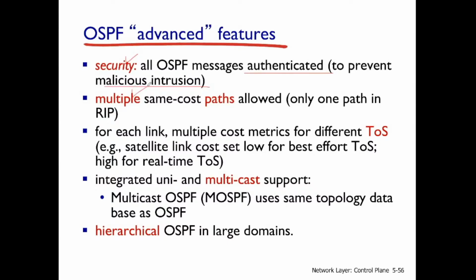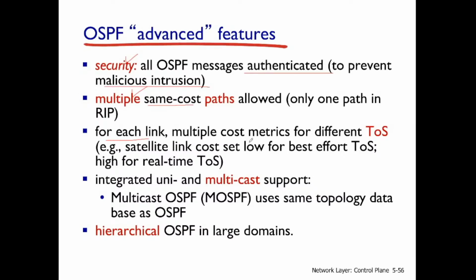Second feature is this. One can actually exploit multiple same cost paths. In case we come up with the topology such that the Dijkstra gives us same cost paths and there are multiple of them, we could actually send data over these multiple same cost paths, which is nice sometimes.